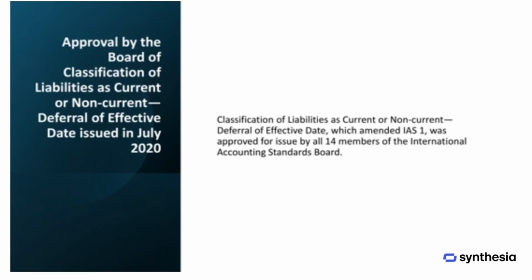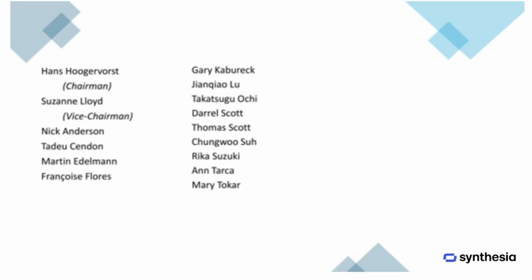The Classification of Liabilities as Current or Non-current, Deferral of Effective Date, issued in July 2020, which amended IAS 1, was approved for issue by all 14 members of the International Accounting Standards Board. The members who approved are Hans Hoogervorst, Suzanne Lloyd, Nick Anderson, Tadeu Cendon, Martin Edelmann, Françoise Flores, Gary Kabureck, Jianqiao Lu, Takatsugu Ochi, Darrel Scott, Thomas Scott, Chungwoo Suh, Rika Suzuki, Ann Tarca, and Mary Tokar.